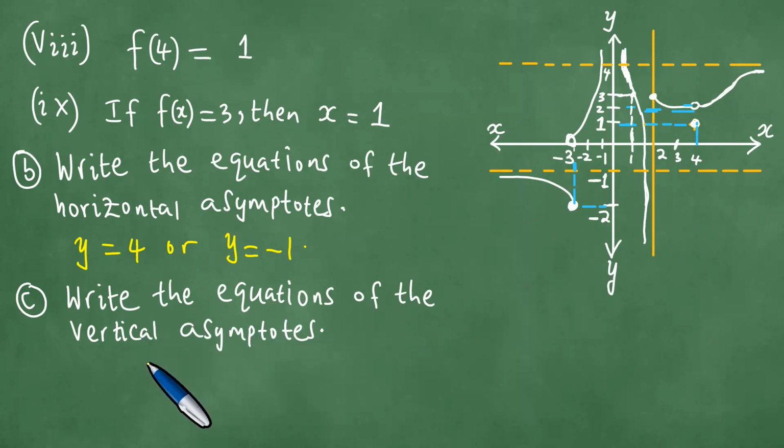Write the equations of the vertical asymptotes. What are the vertical asymptotes? The vertical asymptotes will certainly include one where, from the left and from the right, the function approaches the vertical axis and does not reach it. So one vertical asymptote is x equals 0, which is the y-axis. Or this one here, which is x equals 2.